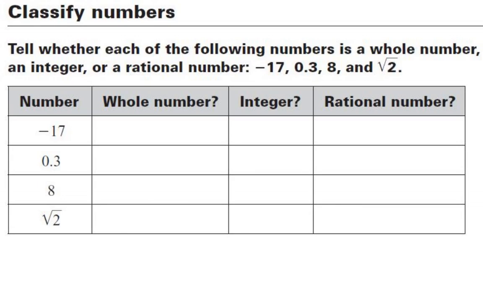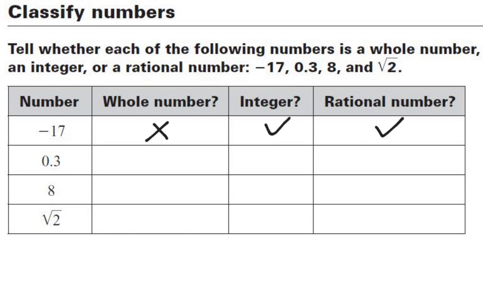Our first real task is to classify some numbers. They've given us a list of numbers here in this problem and ask us to tell them whether they're whole numbers, integers, or rational numbers. Well, negative 17 is negative, so it doesn't fit in the whole number system, so I'm going to say no there. Is it an integer, though? Yes, it is. And is it a rational number? Well, all integers are rational numbers, so it should fit in the rational number category as well.